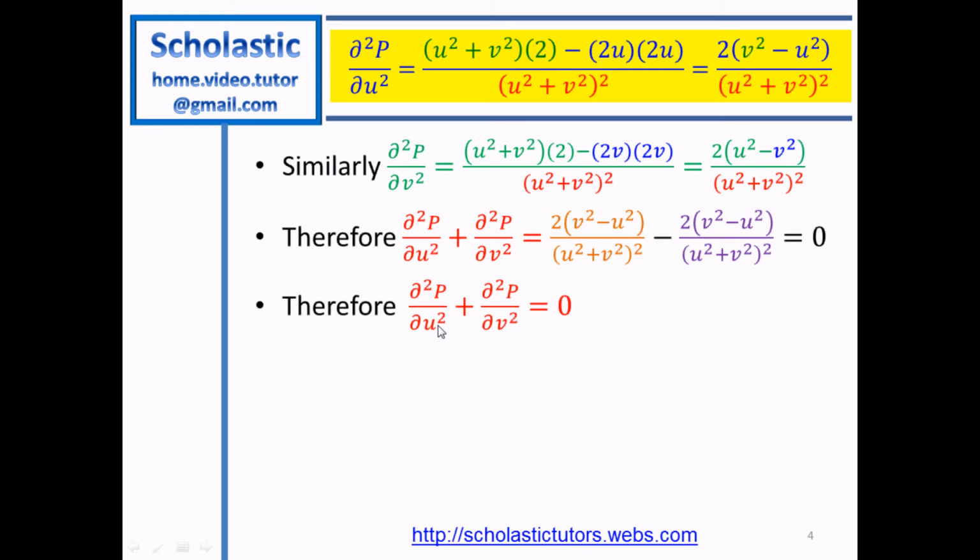That means the second successive partial derivative of P with respect to u plus the second successive partial derivative of P with respect to v is equal to 0. That is the solution to this question.